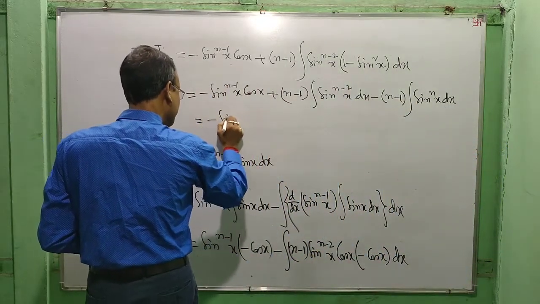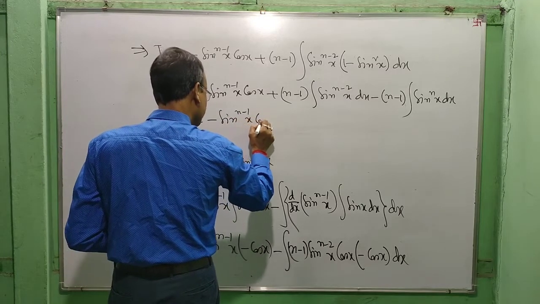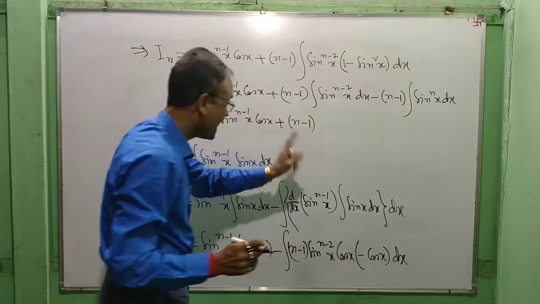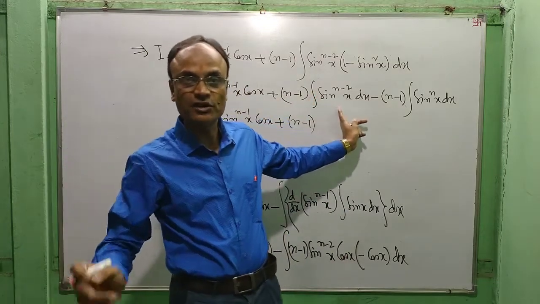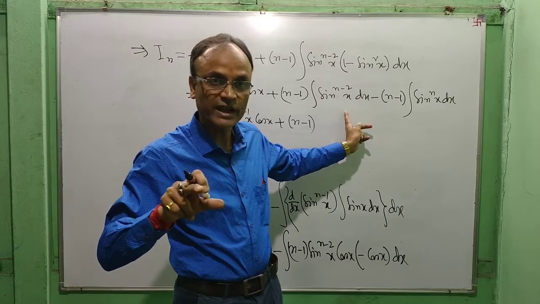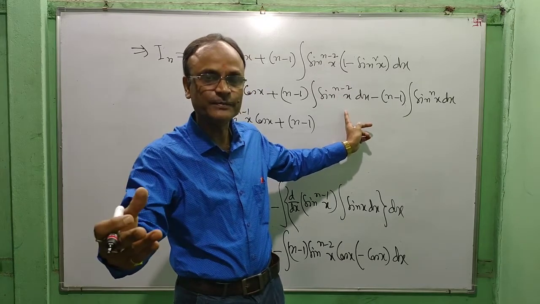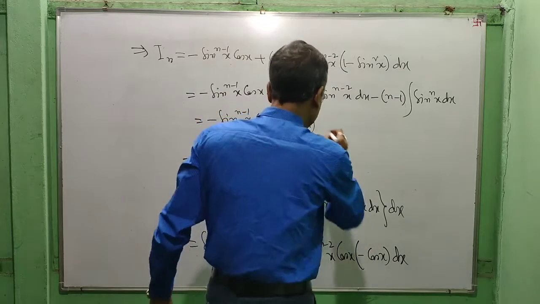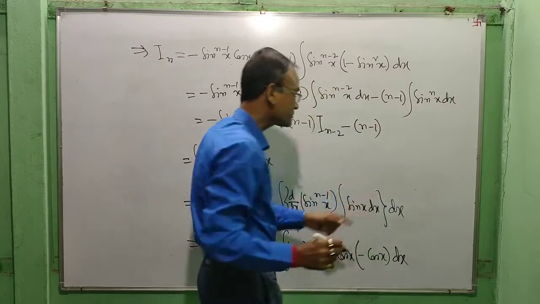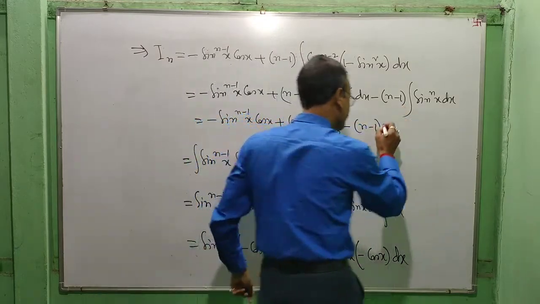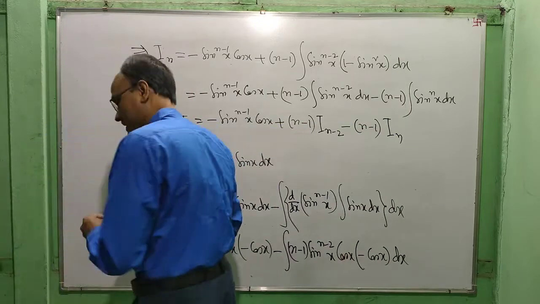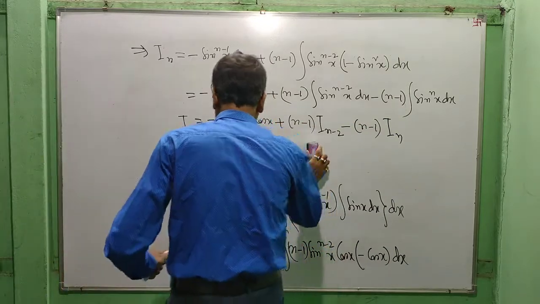This is equal to minus sin^(n-1) x cos x plus (n-1). If I_n equals integration sin^n x dx, then integration sin^(n-2) x dx will be I_(n-2), minus (n-1) again I_n, and the left-hand side as it is, I_n.